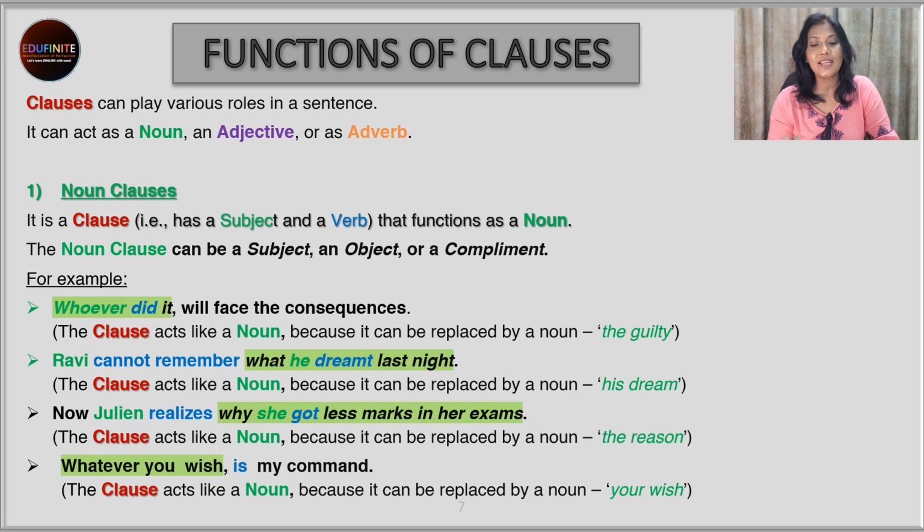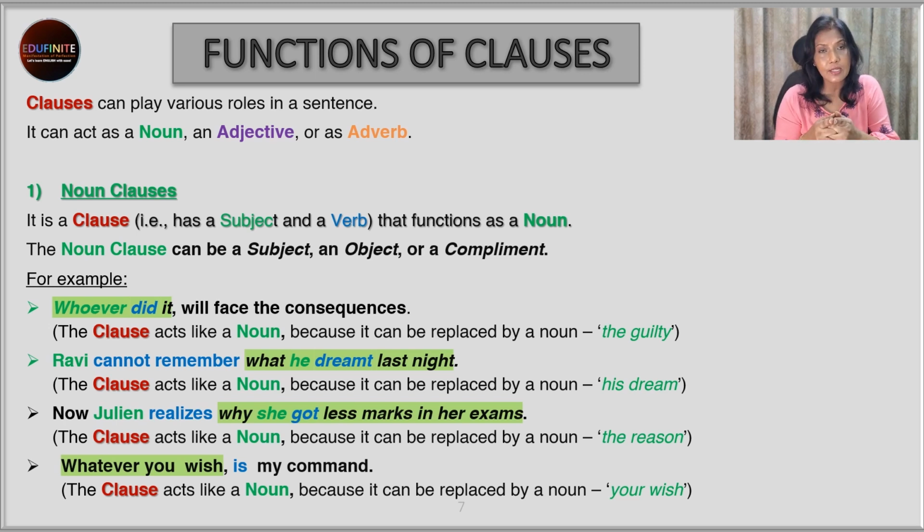Whatever you wish is my command. So over here, the clause whatever you wish acts as a noun because it can be replaced by your wish. Your wish is my command. So what do we see?